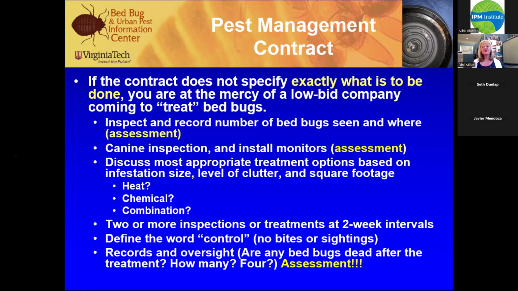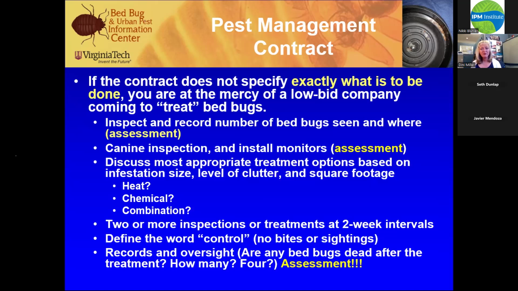And then discuss the most appropriate treatment options based on the size of the infestation. Do you have 2 bed bugs or 200? The level of clutter: do you have 75 chairs for students to sit in there that are all going to have to be inspected? And then the square or even now the cubic footage, I've certainly learned, because you can have bed bugs that are up at the ceiling wall junction. So that's pretty important. And then what treatments are you going to use?